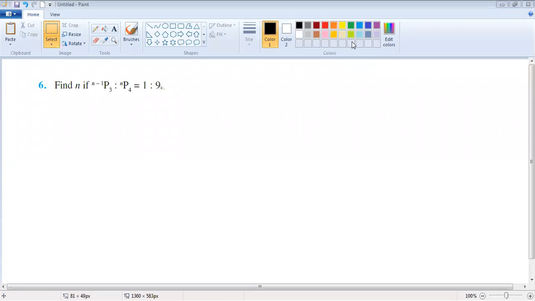Look at the next question. We have to find n. If (n minus 1)P3, the number of permutations of n minus 1 objects taken 3 at a time, to nP4 is in the ratio 1 is to 9. So it is like this.